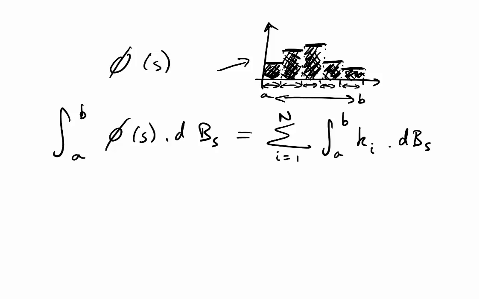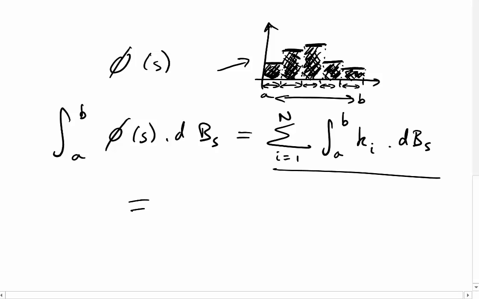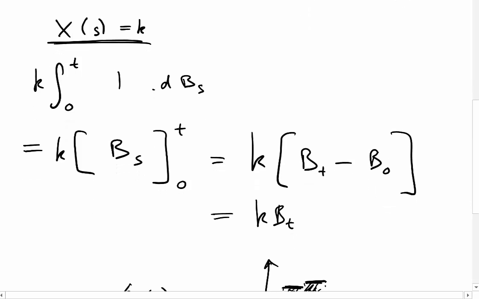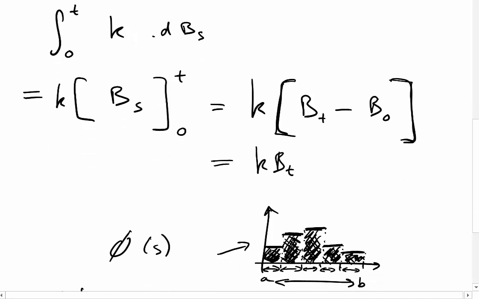Okay, and I've shown you what this thing is up above. It's still going to be the sum from i equals 1 to n, but I've shown you up here that when we had k in here, from 0 to t, it's just going to be this thing. So it's going to be the Brownian motion bt minus b0.